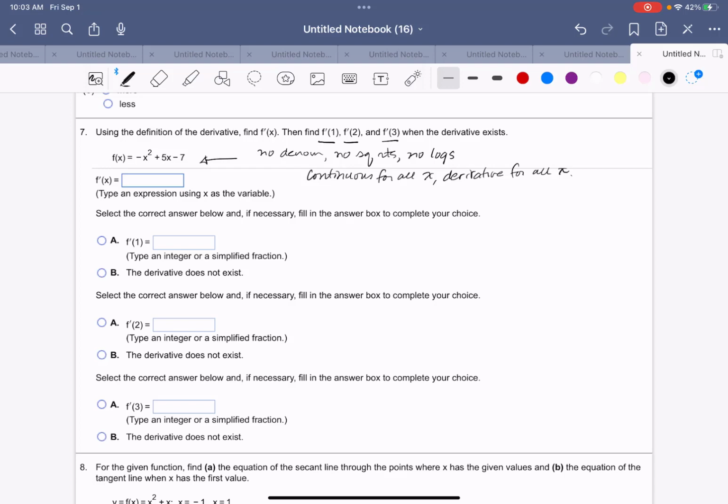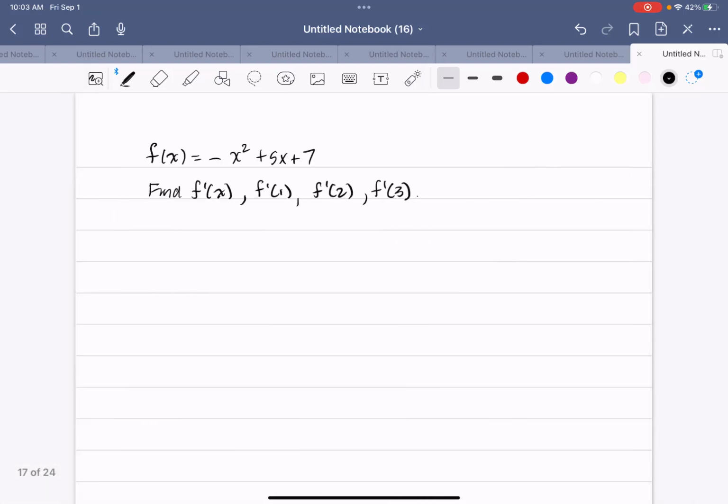Now the definition of the derivative, f prime of x, is the limit as h goes to 0, f of x plus h minus f of x over h. And we do this generically without putting in a value for x, and then we can easily use the formula we get to find f prime of 1, f prime of 2, and f prime of 3 just by substitution.